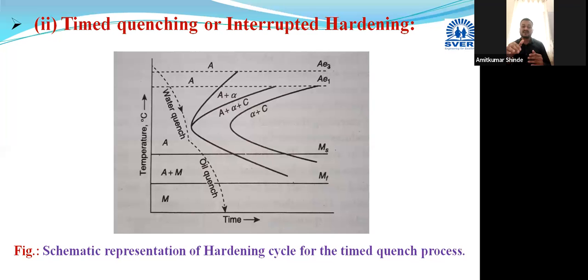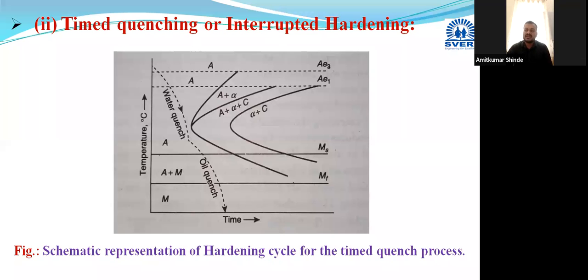After that, the cooling will be done in different ways, and depending on the way of cooling or the cooling mediums, these types are made. The first we have discussed is conventional hardening followed by tempering. The second type is the timed quenching or interrupted hardening method. In this method, we are using two different cooling or quenching mediums.